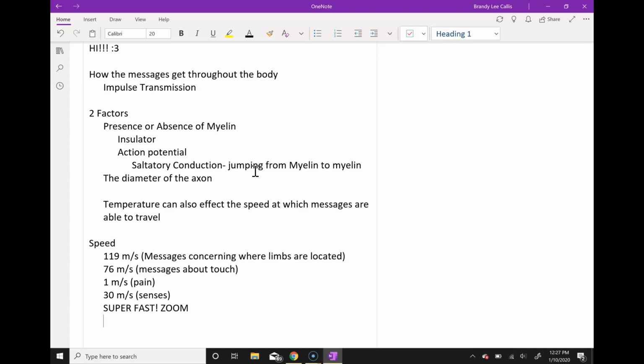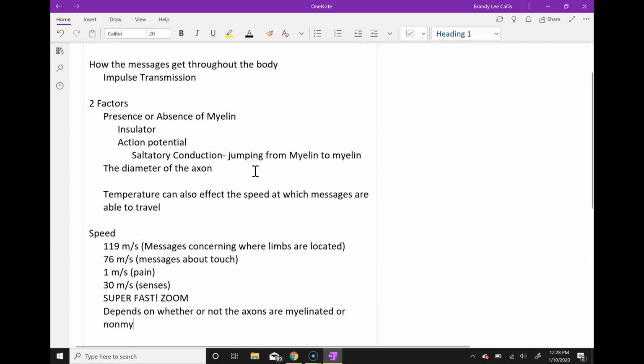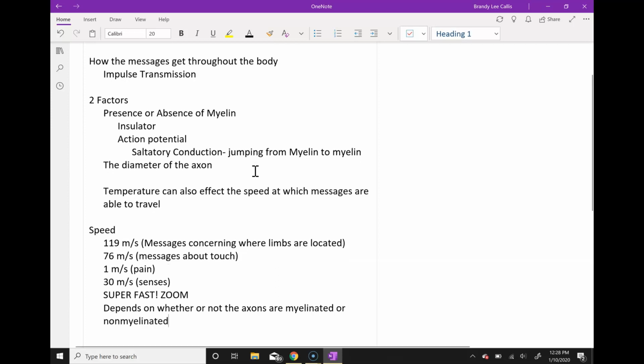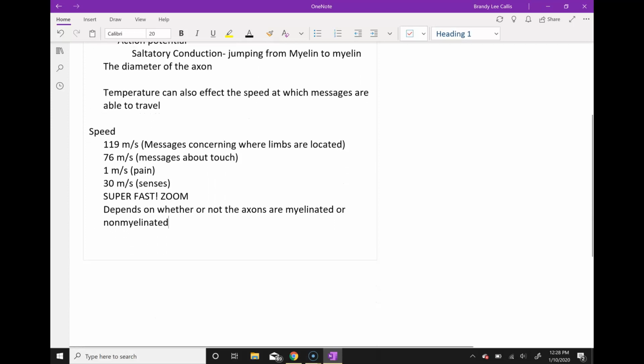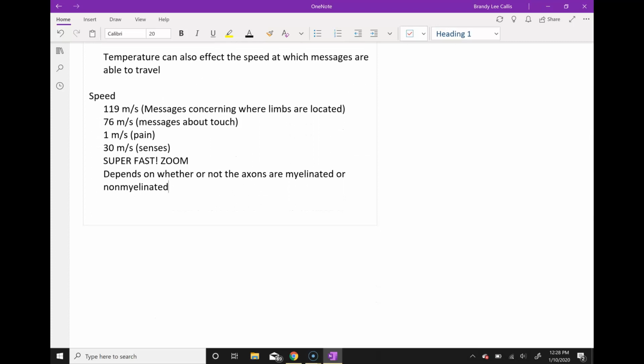Okay, I'll give you just a second to catch up with this. Now, the speed, like I said, depends on whether or not the axons that they travel along have myelin. Okay. And I will pull this up just a little bit so you can see.